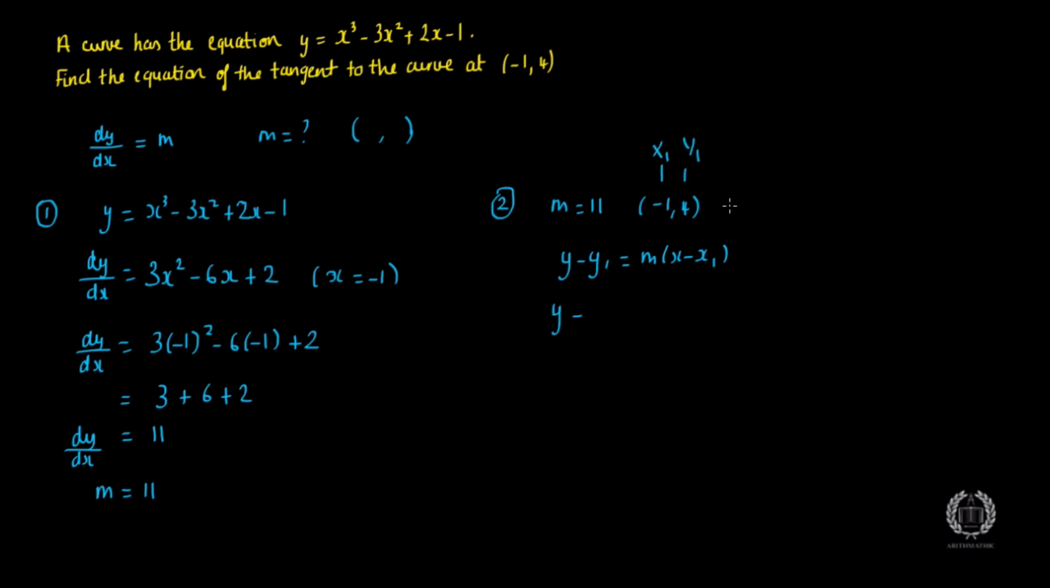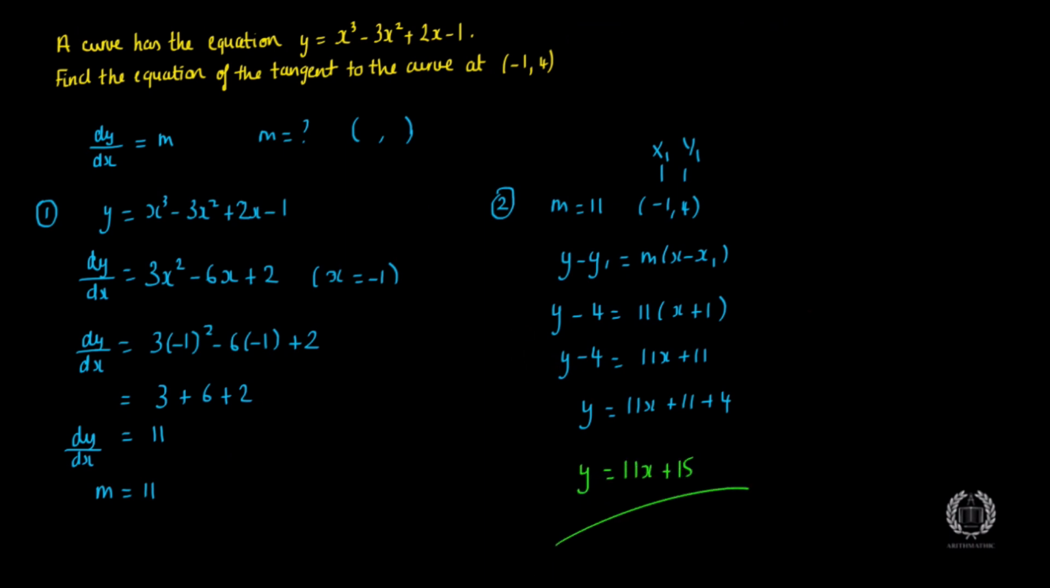So y minus my y1 value, which is 4, equals my gradient, which is 11, times x, careful, minus minus 1, so minus x1 is going to be positive 1. So now, if we do a bit of simplifying, expand that, 11x plus 11, bring the minus 4 to the other side. So that's going to be 11x plus 11 plus 4. So then your final answer is going to be, oops, let me use a green pen, y equals 11x plus 15.